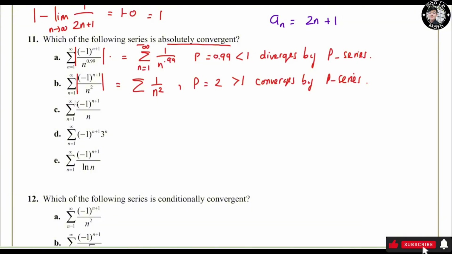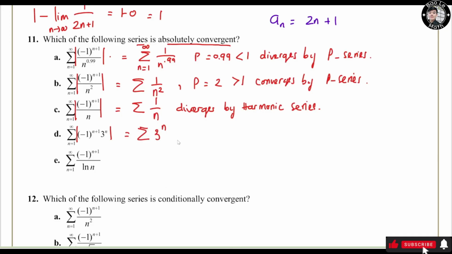Now question C, we're going to take absolute value of this one. So it turns out to be the series 1 over n. This diverges because it's going to be the harmonic series, right? Question D, take absolute value of this one. It's going to be the series of 3 raised to the n, right? And this one is actually the geometric series with the common ratio equals 3, greater than 1. So the series diverges by the geometric series test, right?